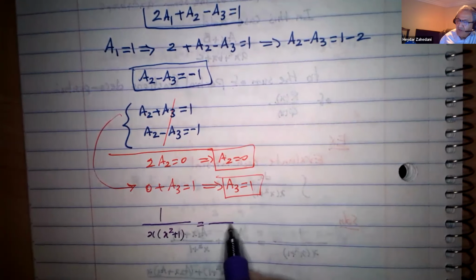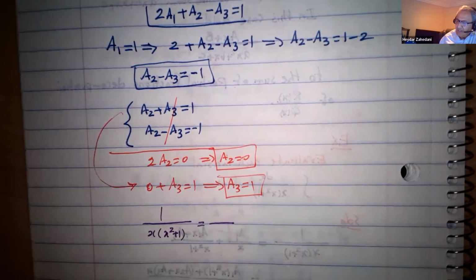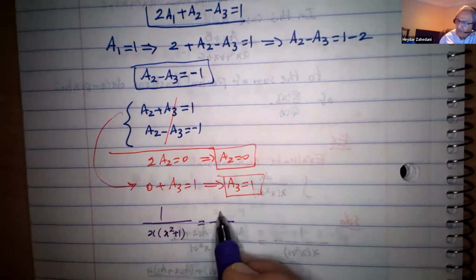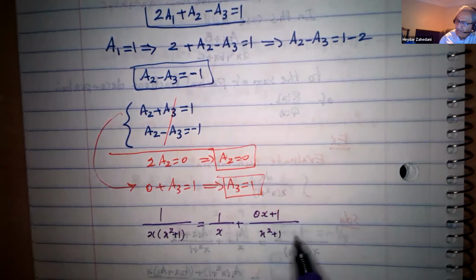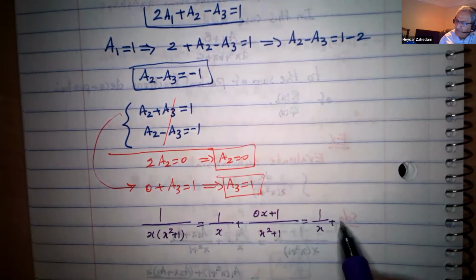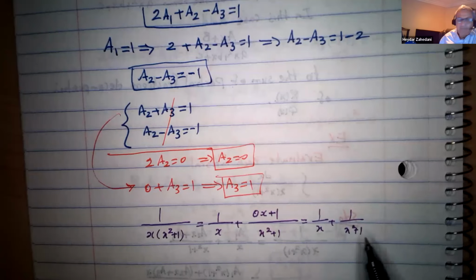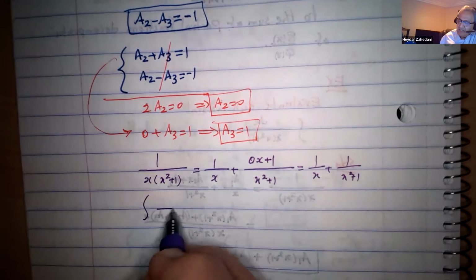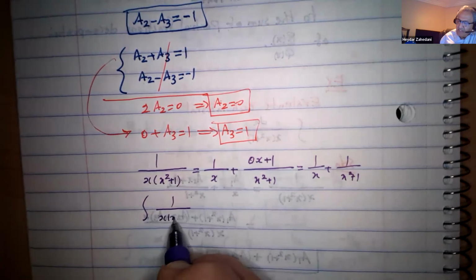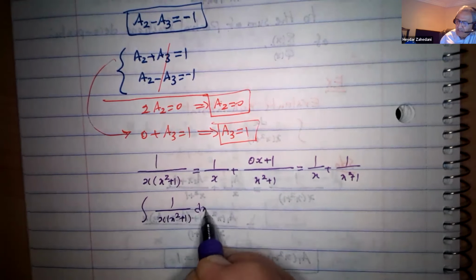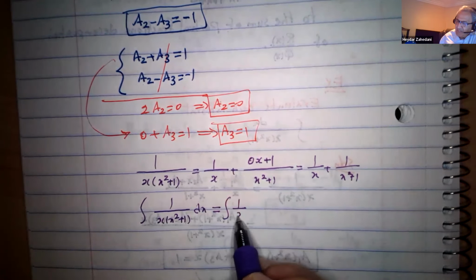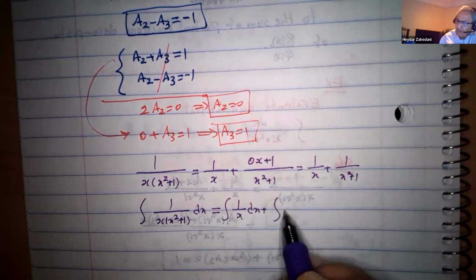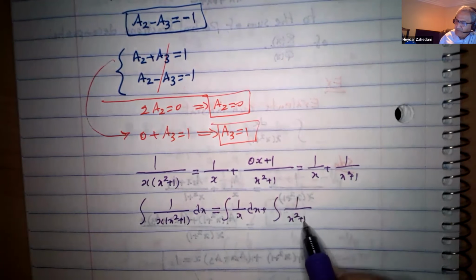Okay, that was equal to the A1. Your A1 is 1 over x plus A2x. A2 is 0, 0 times x plus A3, 1 over x squared plus 1. So which is going to be 1 over x plus 1 over x squared plus 1. Now you integrate. Integral of 1 over x times x squared plus 1 dx is equal to the integral of 1 over x dx plus the integral of 1 over x squared plus 1.